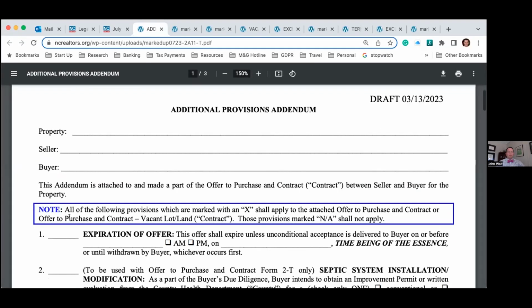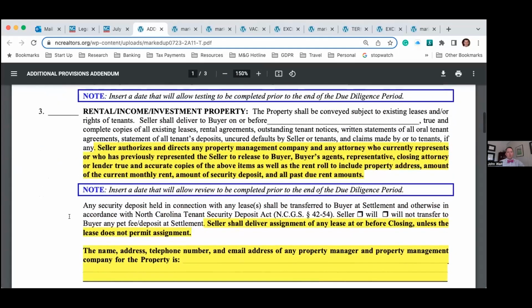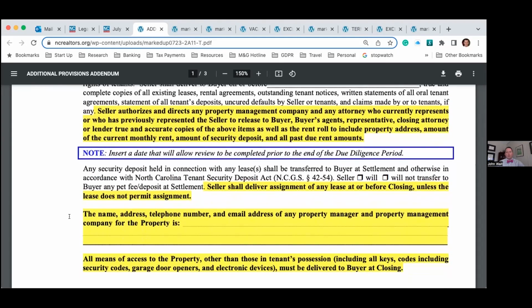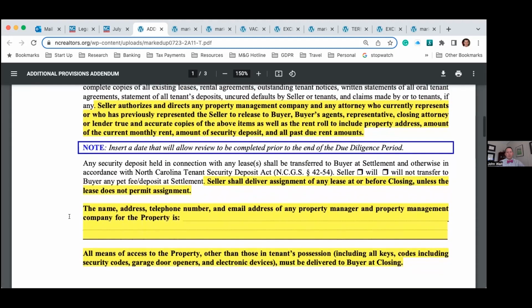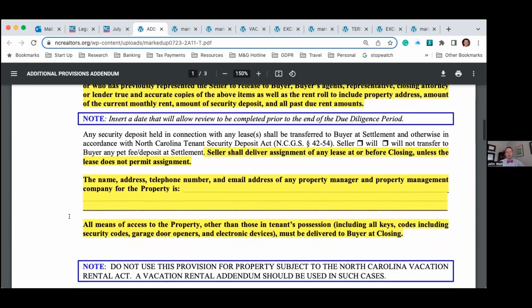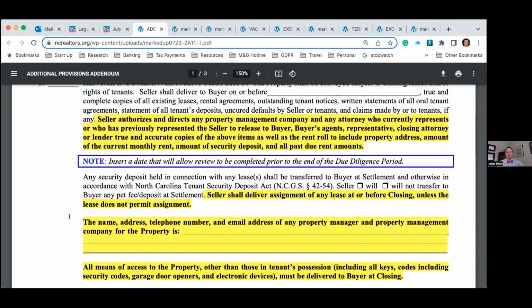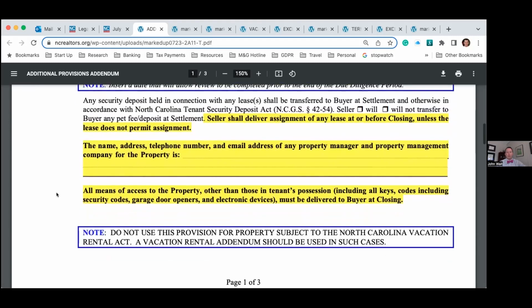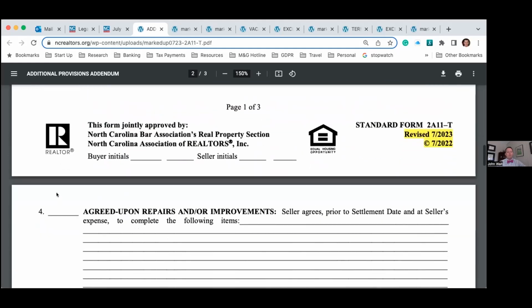Okay, so in the additional provisions addendum, we'll talk about these rental property changes a little bit later. There's more check boxes in Form 2T for that, but we won't necessarily have to come back here. I'll just mention it again. There's some extra requirements here, nothing too critical. Things are already happening in transactions, but just to make sure that it's clear between the parties, especially what the seller needs to do to provide information to the buyer and also to deliver an assignment of the lease at closing. So that's in there.